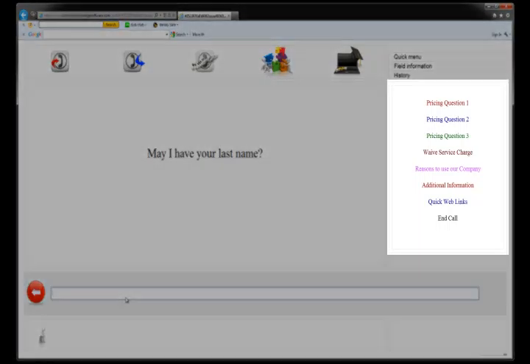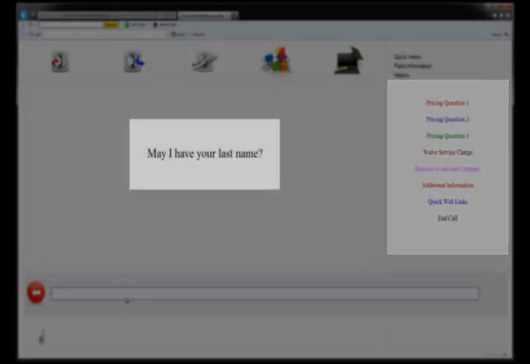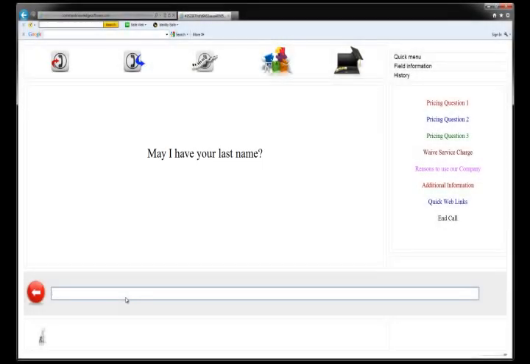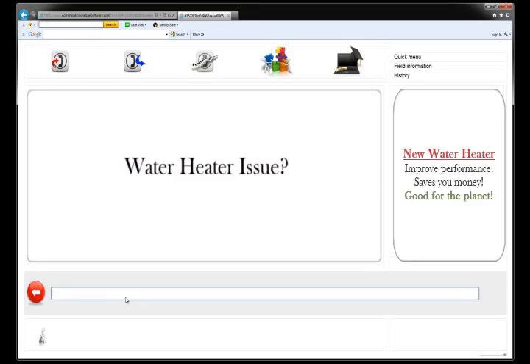This area on the right is a secondary display. It allows you to convey relevant information to your CSR in addition to your main script, information specific to the call at hand. For example, if your customer is calling about fixing a 20-year-old water heater, you may want your CSR to be privy to the advantages of a new water heater in regards to efficiency, energy, and cost savings.